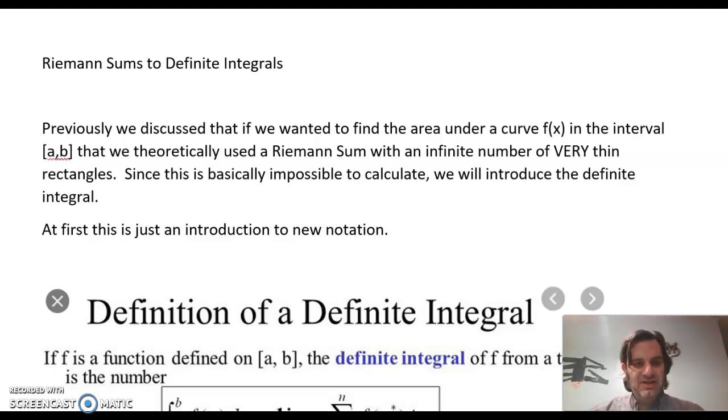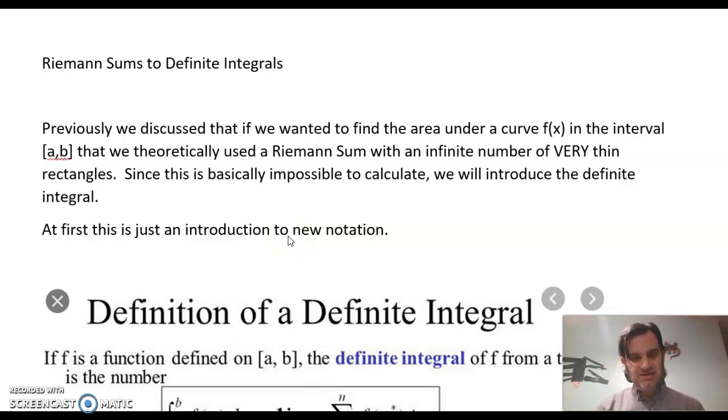Last time we left off, we had Riemann sums. We were trying to find the area under a curve, and we were making an infinite number of rectangles. So we had the curve, which might be f of x. We had an interval under that curve, starting at a, ending at b, and we had an infinite number of very thin rectangles. And we're going to introduce a new notation that is a definition.